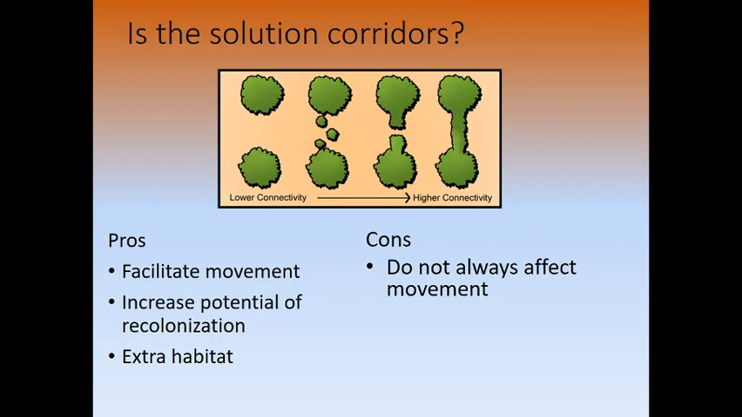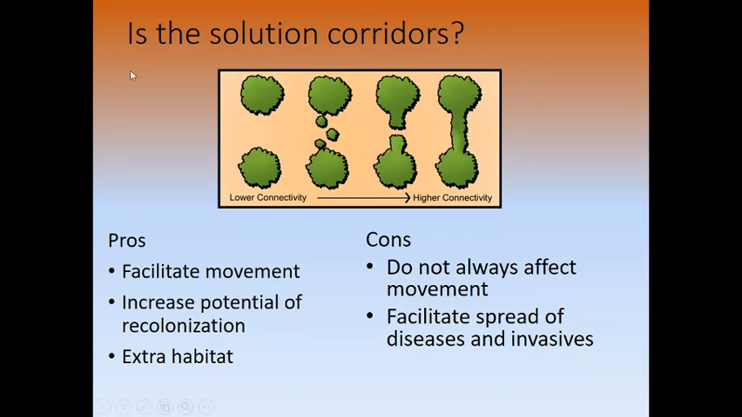But not all organisms actually use these corridors. It can also help the spread of diseases. So if there was a disease in this patch, it's probably not going to make it in this scenario, whereas the disease could follow the organisms that are moving into this patch if there is some connectivity. So it also exposes animals to danger, right? Because in the corridor, it's closer to all the human use movements that are going to be expected along that corridor. So there are pros and cons to these corridor ideas.